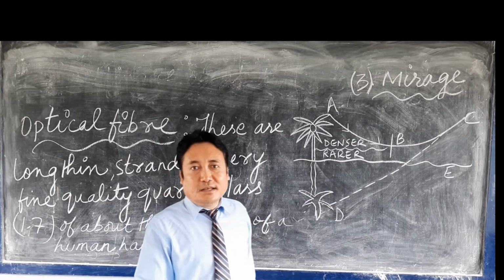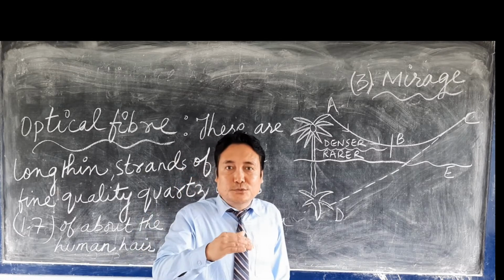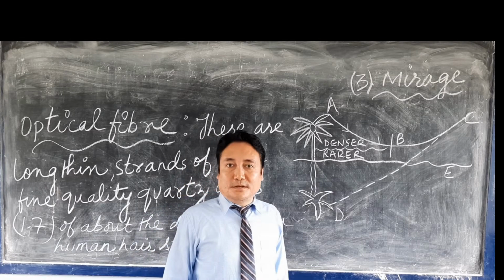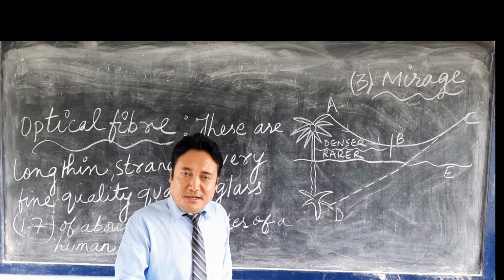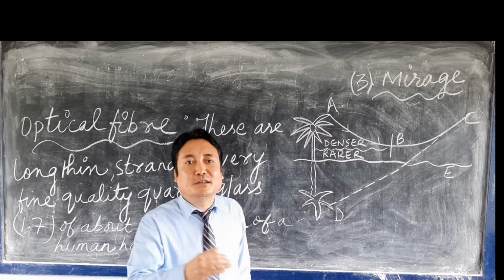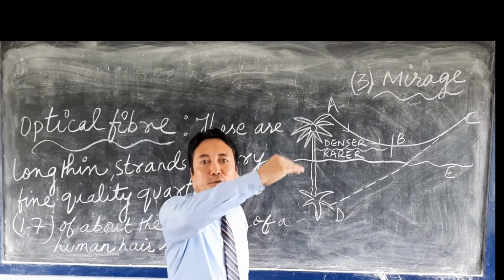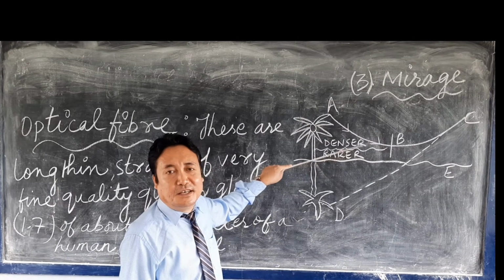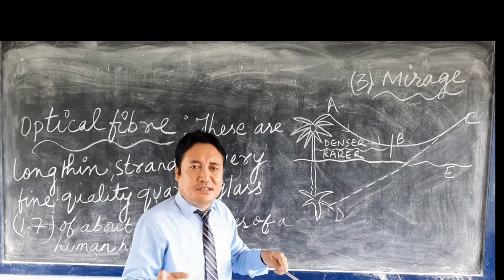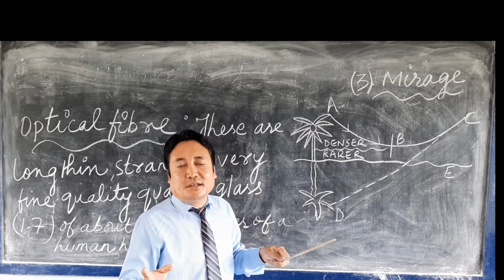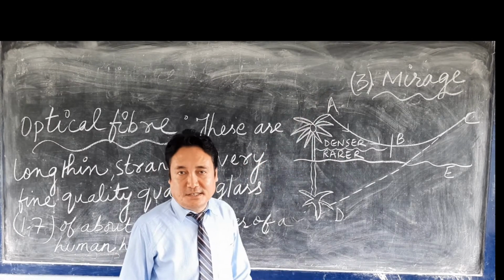Now let us consider the sand. In summer the sand gets heated up, it becomes very hot, and the air which is very close to the sand also becomes hot. Due to this condition, the refractive index near the sand becomes very least, and as you go up, the refractive index goes on increasing. Near the hot sand the air is very hot, so the refractive index becomes very less, and when we go away from it, the refractive index increases.